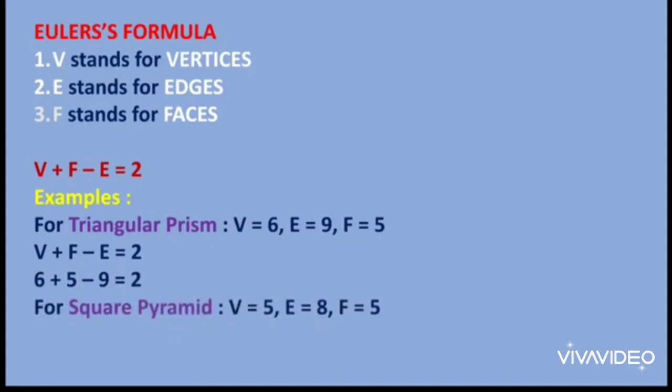Another example: a square pyramid has vertices 5, edges 8, and faces 5. So V plus F minus E, 5 plus 5 is 10, 10 minus 8 is 2. Therefore, we have to remember this formula, that is V plus F minus E equals 2.